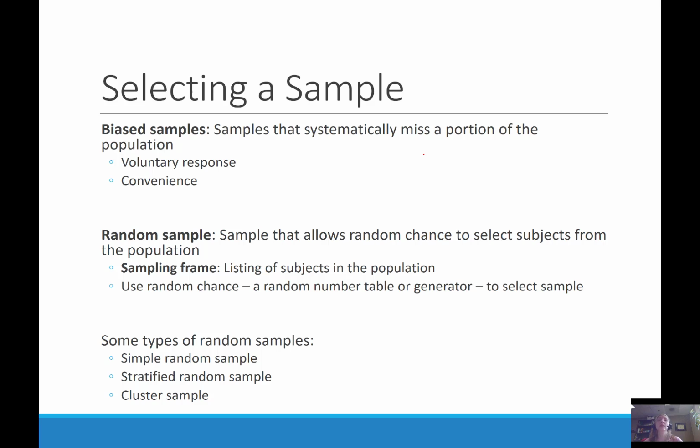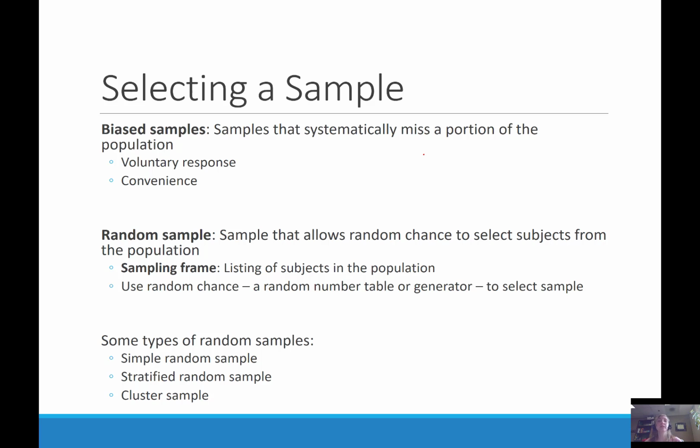A random sample is a sample that allows random chance to select subjects from the population and is considered the gold standard for sampling. In a random sample, subjects in a population are listed in what is called a sampling frame. A random number table or generator, such as computer software, is then used to select the sample from that sampling frame. Keep in mind, however, that taking a random sample is not always possible. There are different types of random samples. Three of these include simple random samples, stratified random samples, and cluster samples.